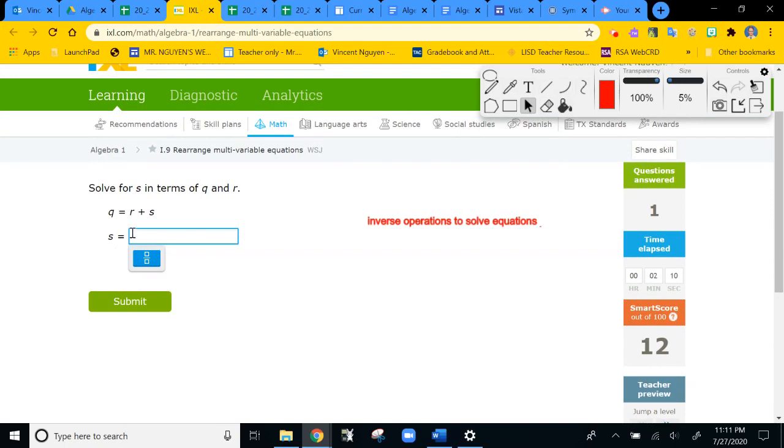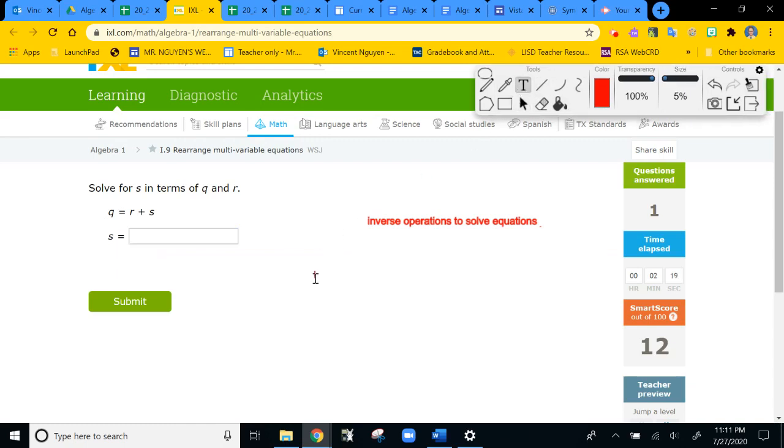Now we want S by itself. To get S, remember these are being added, so I'm going to move the R to the other side. Let me show you a few, and I'm not going to do this forever. Q equals R plus S. I'm going to subtract the R away so that the S can be by itself, but I have to do that on both sides. I'm going to subtract R here, and subtract R here.